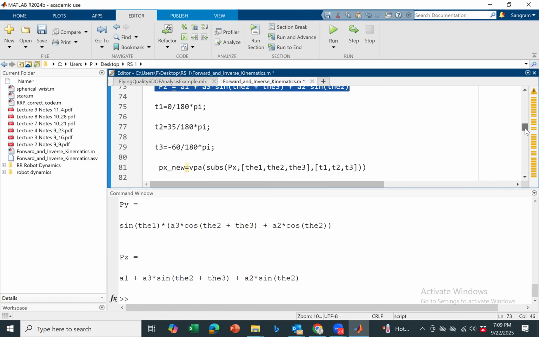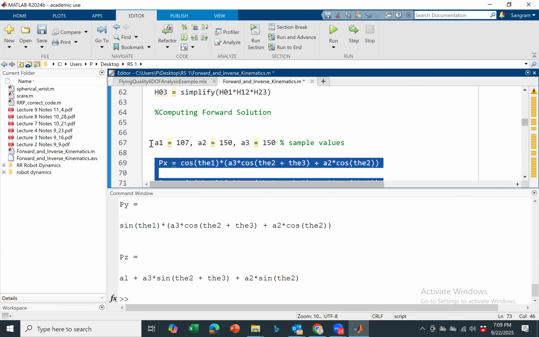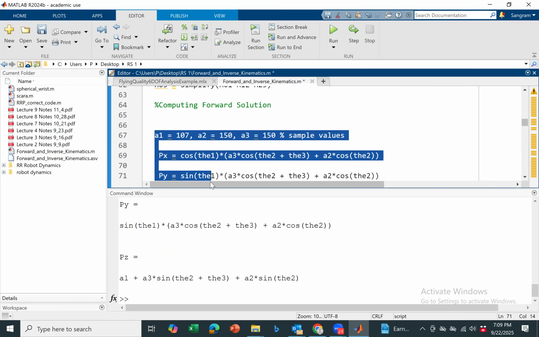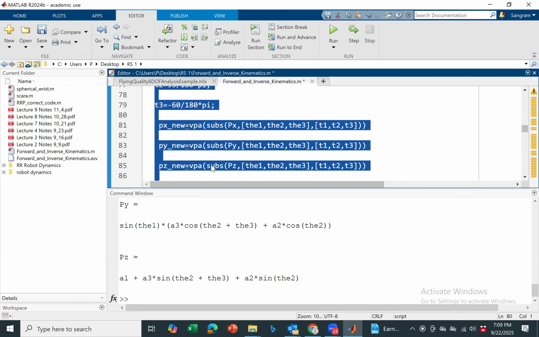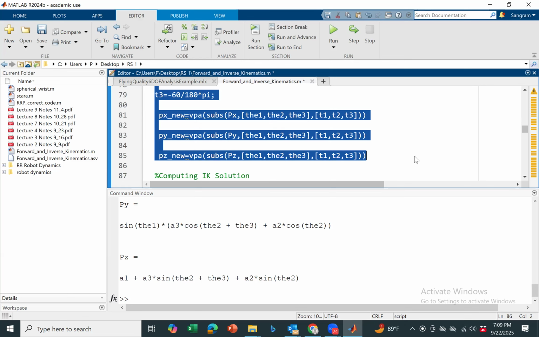And then what you can do is you can substitute some angles, theta 1, theta 2, theta 3. Let me highlight the script. I need to highlight this part of the script that gives you values, this equation, and then this gives me the forward kinematic solution. And what I want you to do is, question?